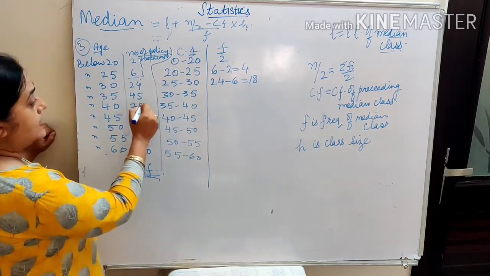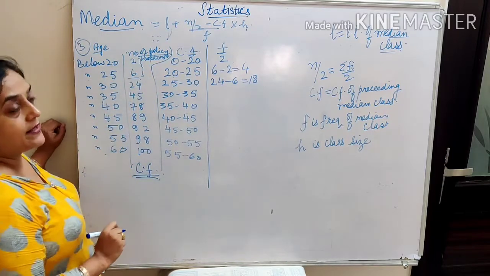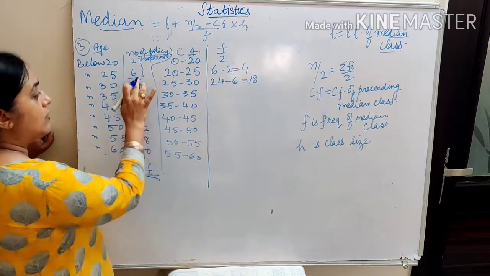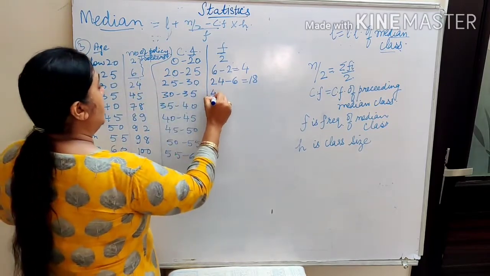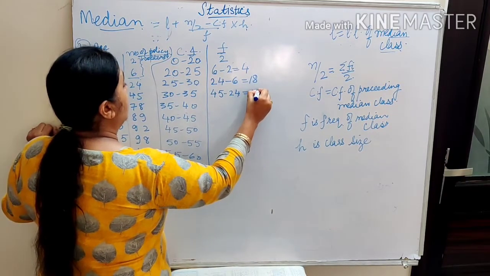Okay. Now what did I say for frequency? You just have to subtract. Here you subtracted 6 minus 2, 4. Here 24 minus 6, 18. So what will be here? It will be 45 minus 24. That comes out to be 11.